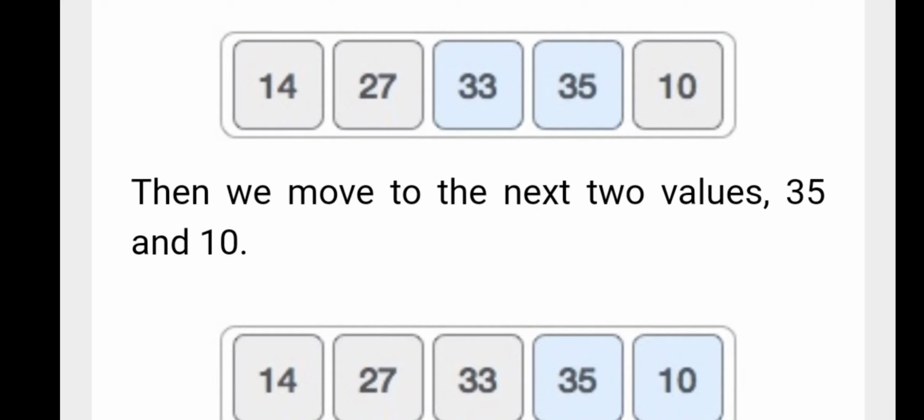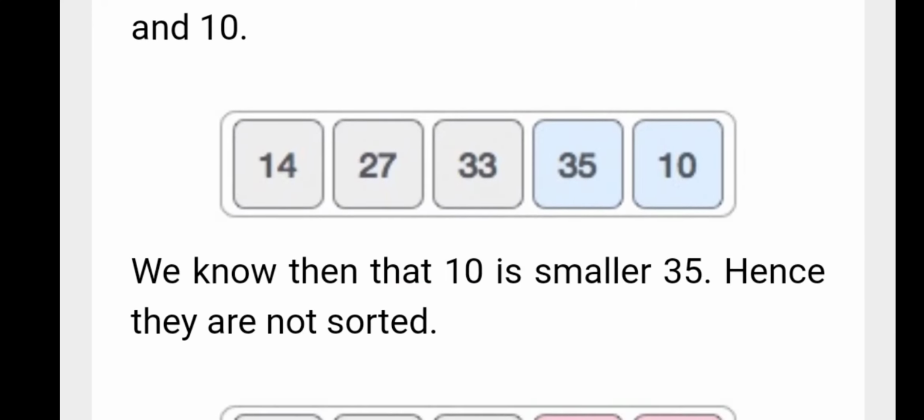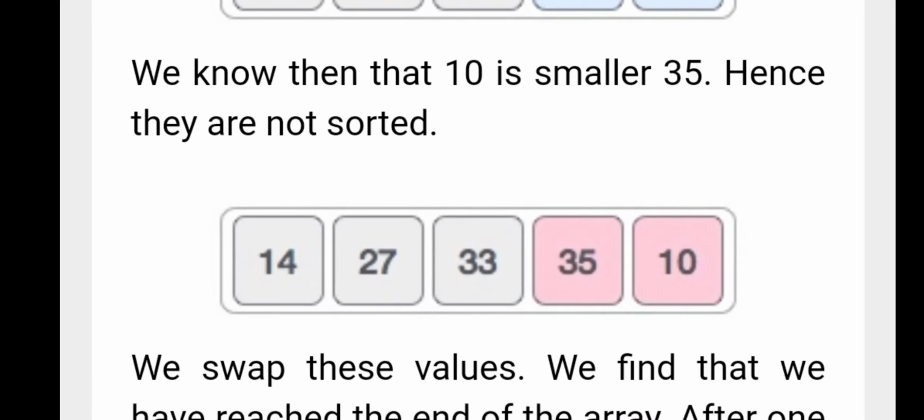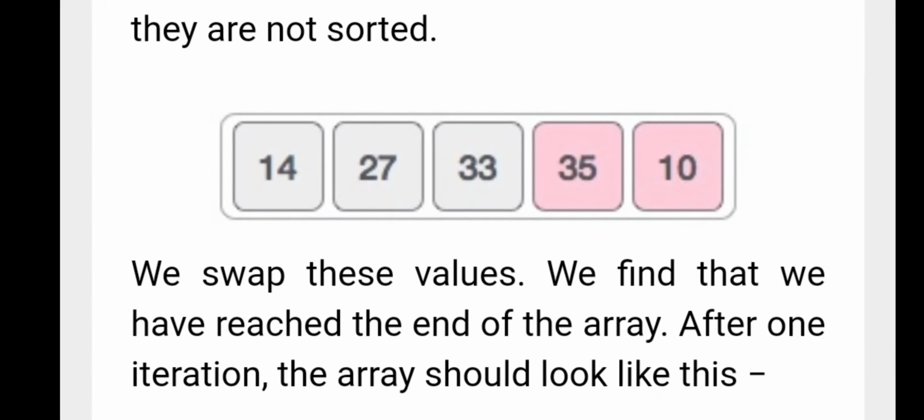Next we have to compare 35 and 10. Both are not in their appropriate position, because 35 is greater than 10. So there is a need of swapping 35 and 10. The 10 is smaller than 35, hence they are not sorted. So for 14, 27, 33, 35, 10, we swap these values.